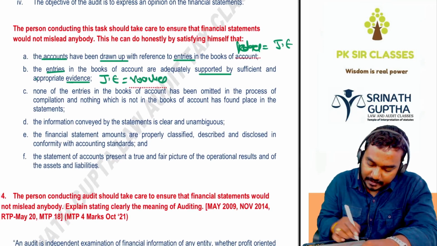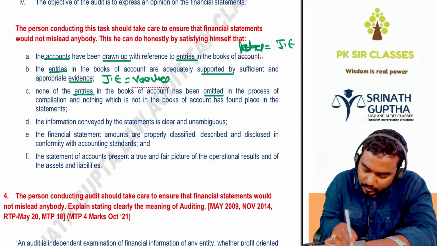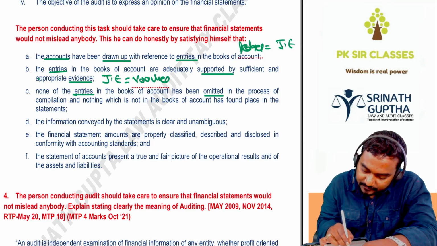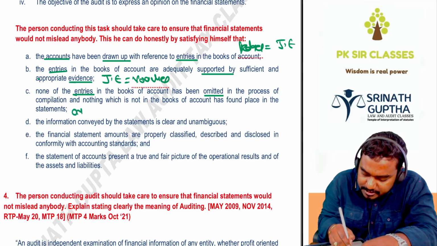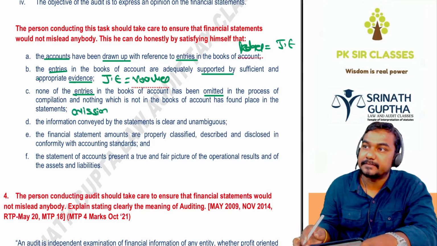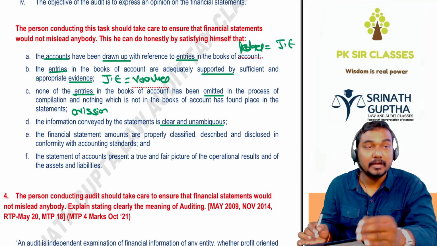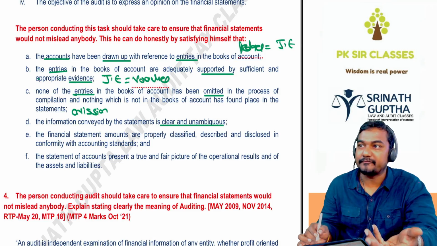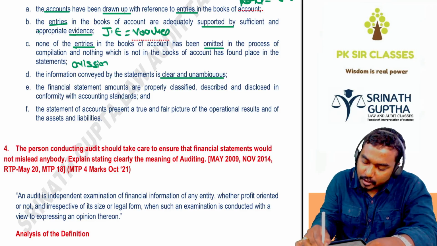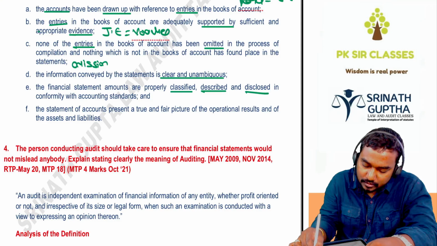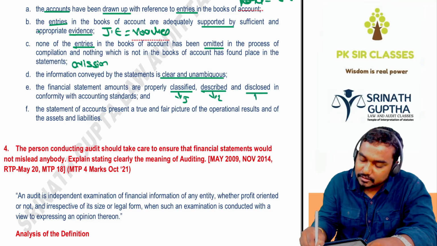Now, third thing, none of the entries in the books of accounts have been omitted. Transactions should not be omitted in the process of compilation, and nothing which was not in the books of accounts was found in the statements. There should not be any omission of entries, and the information conveyed by the statement should be clear, so we have to prepare the financials clearly and without any confusion. Financial statement amounts are properly classified, properly described, properly disclosed. Classified means journal, described means ledgers, disclosed means P&L and balance sheet.